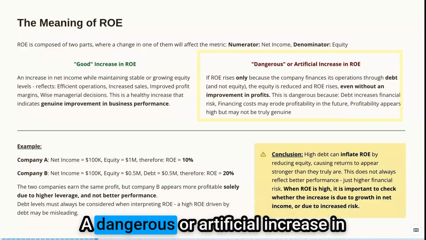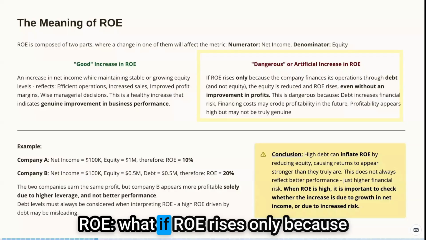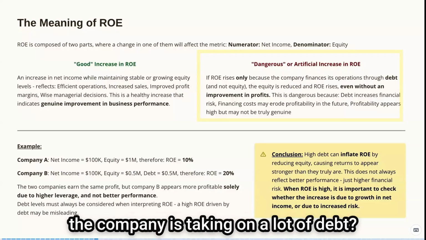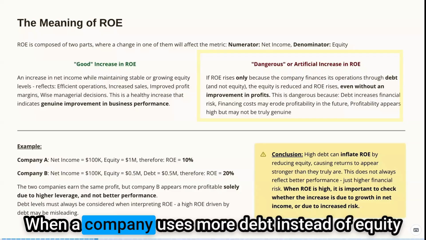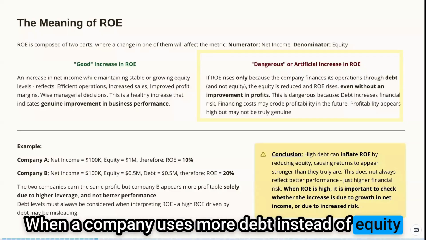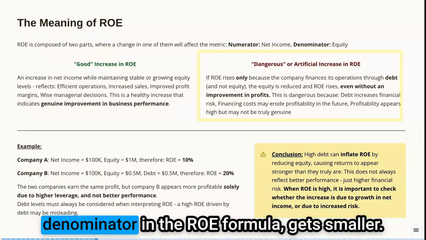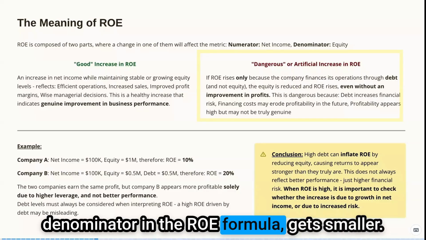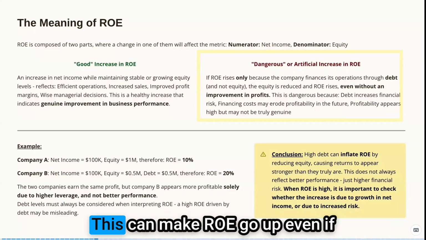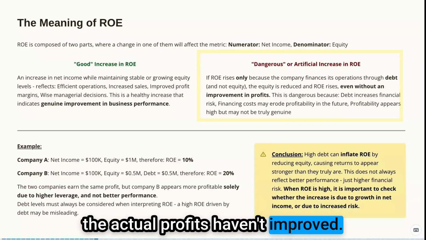A dangerous or artificial increase in ROE. What if ROE rises only because the company is taking on a lot of debt? When a company uses more debt instead of equity to finance its operations, the equity portion, the denominator in the ROE formula, gets smaller. This can make ROE go up, even if the actual profits haven't improved.